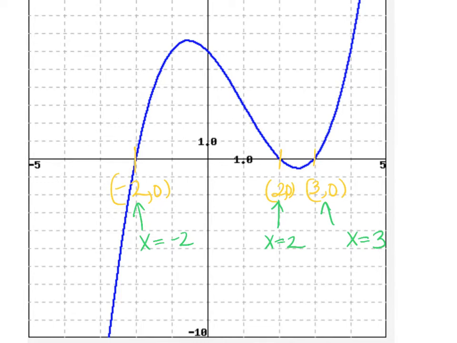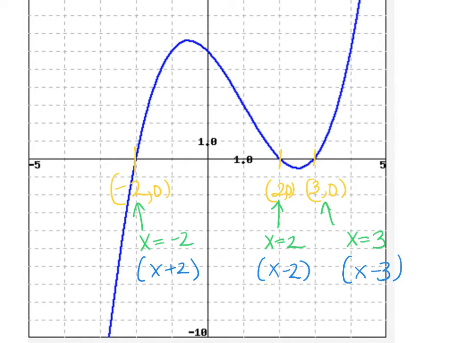Those would have been my zeros, yes. These are my zeros. So now what I have to do is find my factors that are associated to those zeros. My factors associated to those zeros is x plus 2. This one would have been x minus 2, and this one would have been x minus 3.